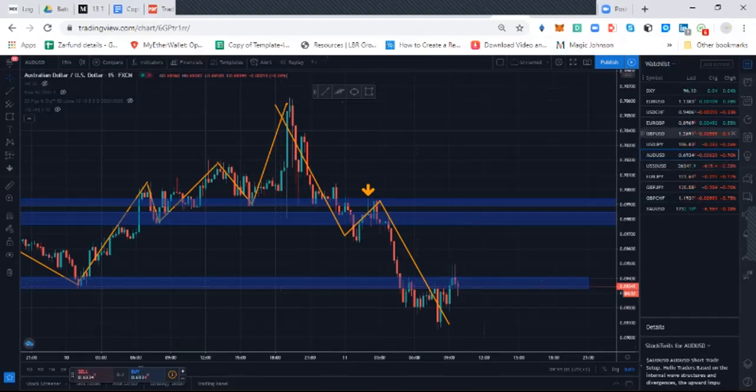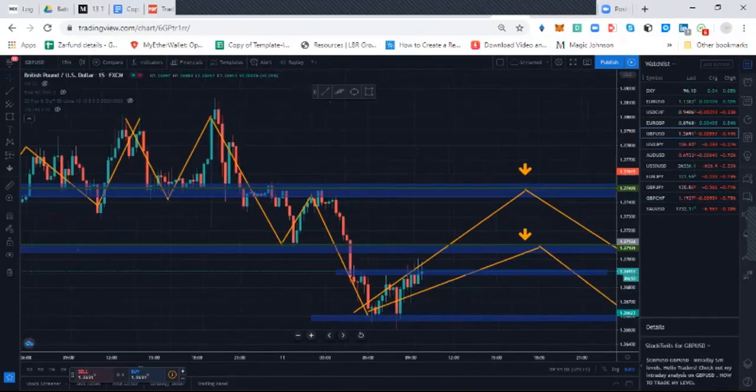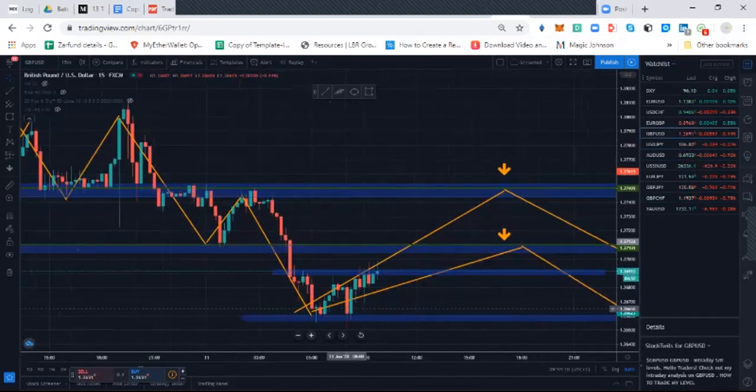And GBP, we looked at GBP earlier. GBP is still playing out. We marked some points for it to go up here or here. It has not gotten there yet, so we'll leave that and wait for that.